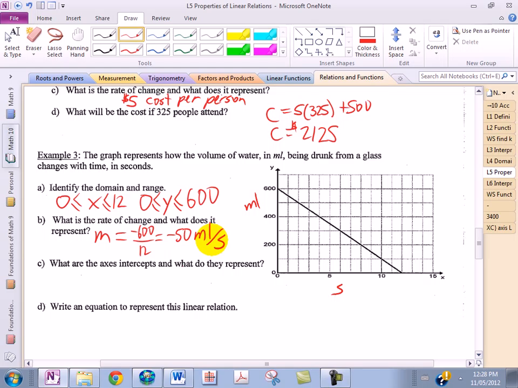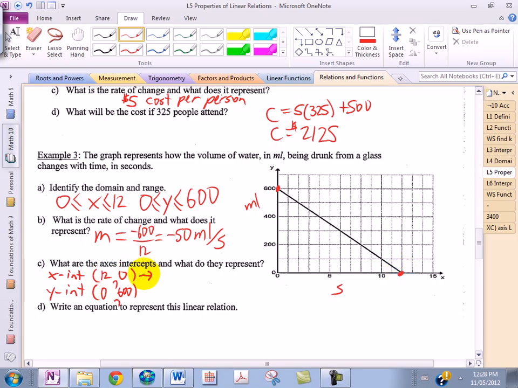Okay, C, what are the axes intercepts and what do they represent? What's the x-intercept? Seconds. No, the values, please. What's your y-intercept? You have to know how to do this. Which one's 0? Read your graph. So for your y-intercept, it's right here. It should be 0, 600. Your x-intercept is way down here. That's going to be 12 and 0.